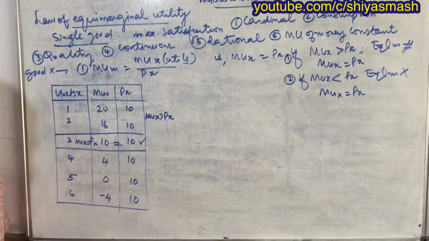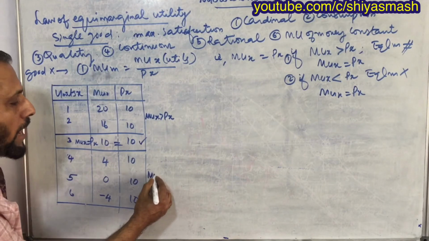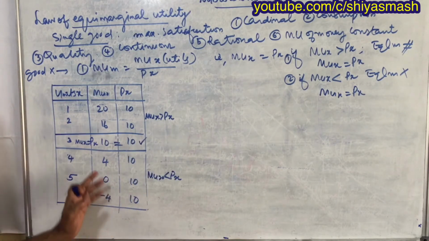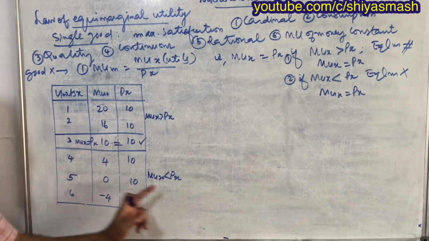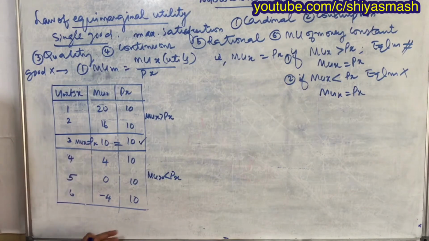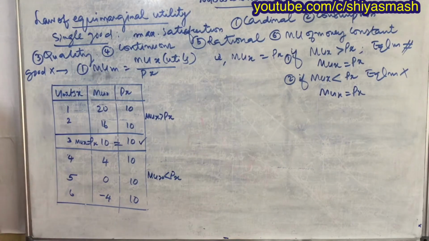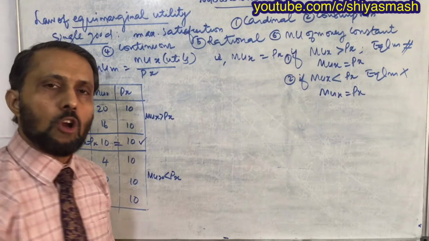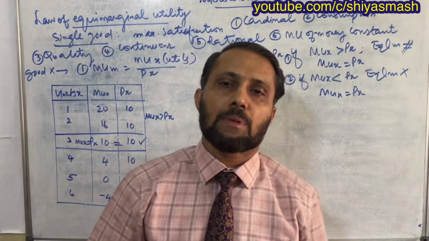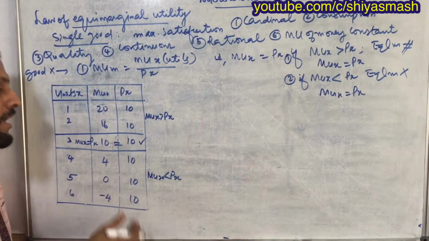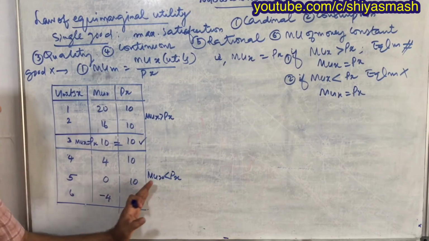Next case you see. Here MUX is less than PX, or PX is more than MUX. Utility of X is less than PX. Definitely what will he do? He will stop the consumption. He will reduce the consumption. Why? There is nothing he is getting. No, satisfaction is coming down. He will stop the consumption until he obtains satisfaction. So he will stop it, think of the next option, and go back to the equilibrium. That is the second condition.